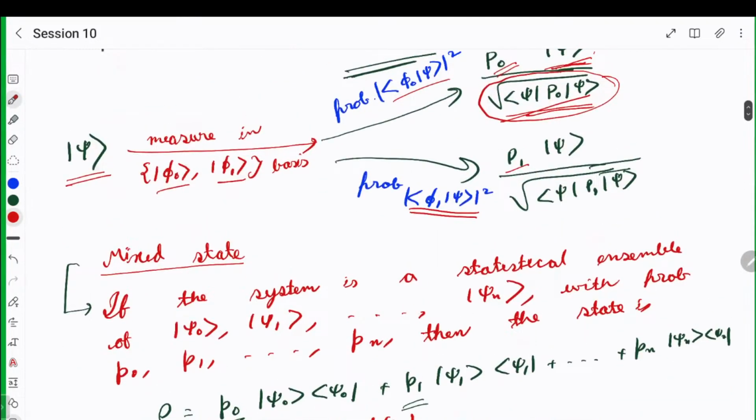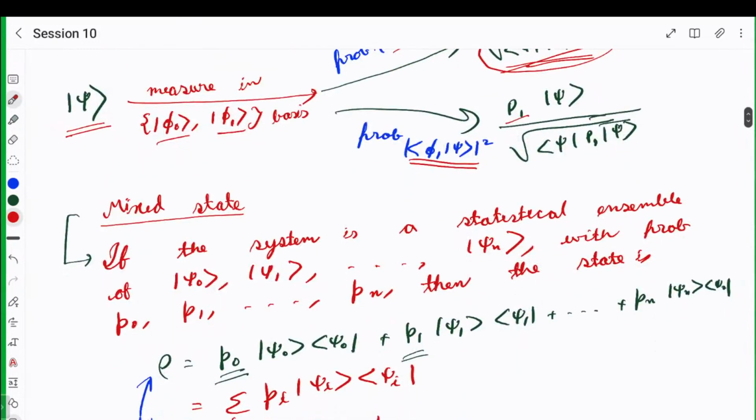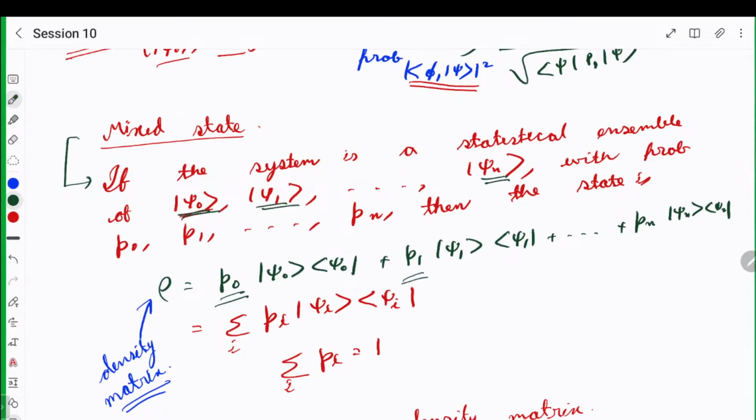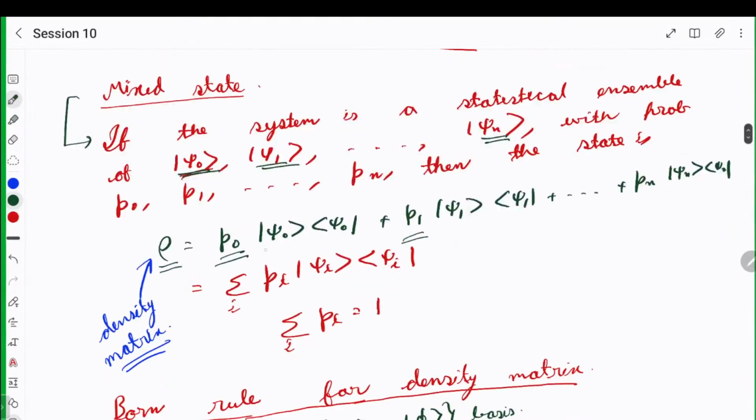The main thing that we started last time was the concept of mixed states. We saw that if the system is a statistical ensemble of some pure states, like here psi 0, psi 1 up to psi n, then we can write a density matrix like this: rho equals P0 outer product psi 0, plus P1 psi 1 psi 1, and so on up to Pn psi n psi n. Of course, the probabilities should add up to 1. This we called the density matrix, so this is the density matrix for a mixed state.